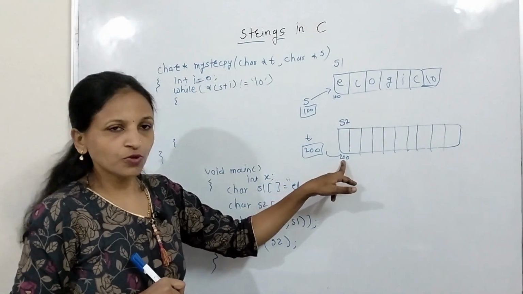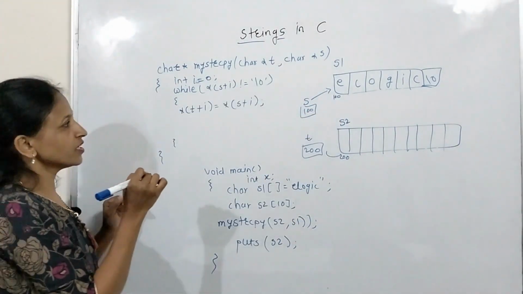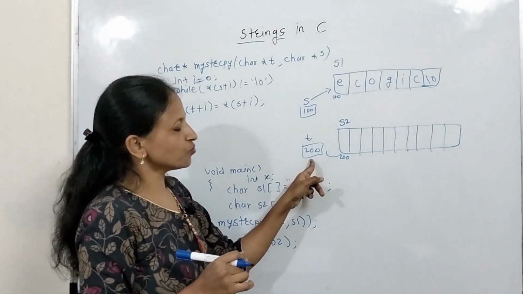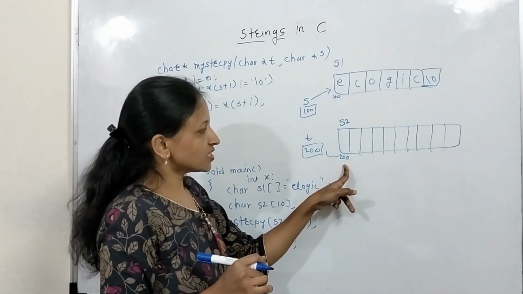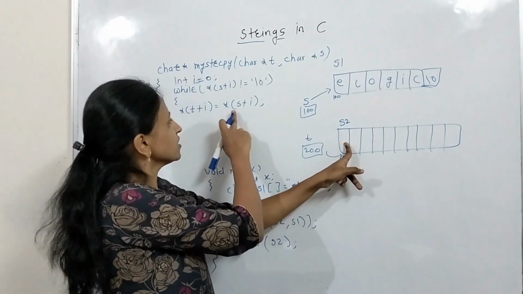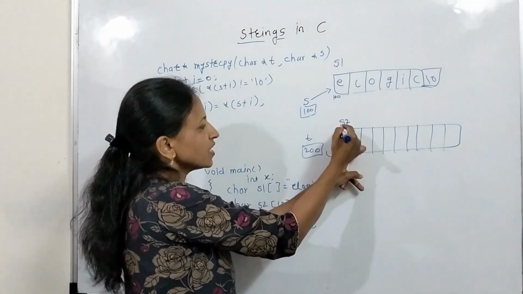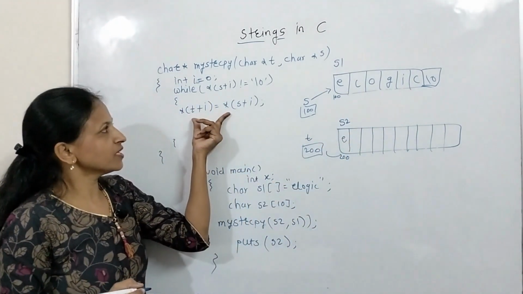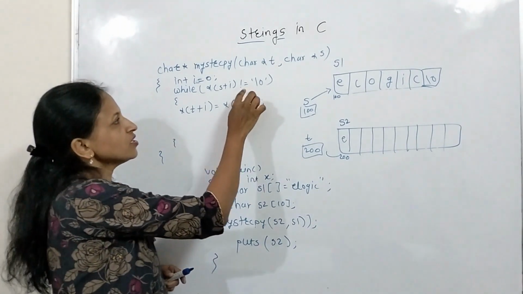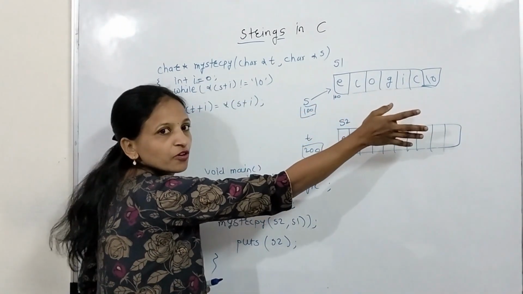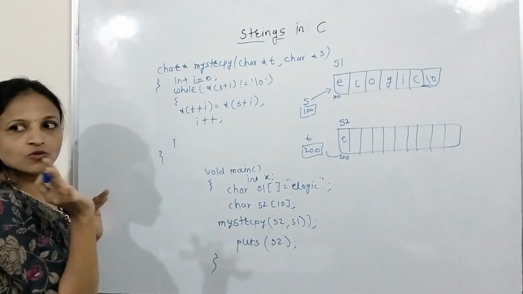Here t is having 200. At this place I want to copy this E. What I am doing here, *(t + i): t is having 200, i is 0, 200 plus 0 means 200, star means value at that location is equal to *(s + 0), meaning *100 plus 0, which means E will get copied here because of this statement. Getting? Now next we have to change the value of i because we have to move forward. That's why we will do i plus plus. This is only the logic.